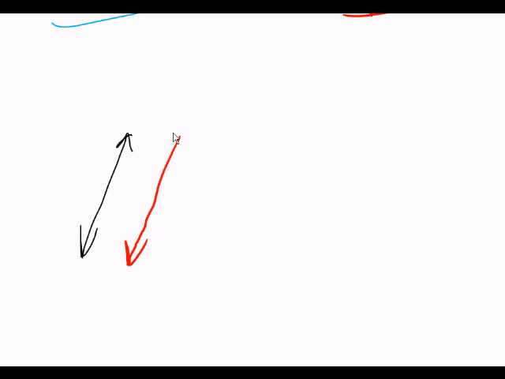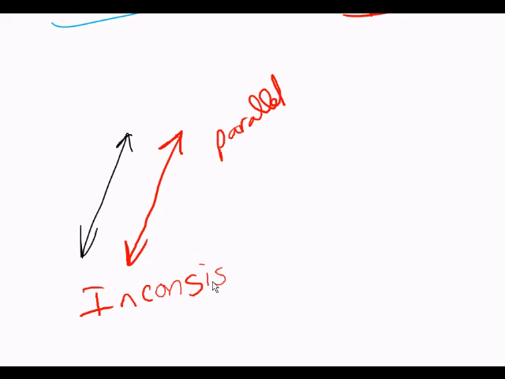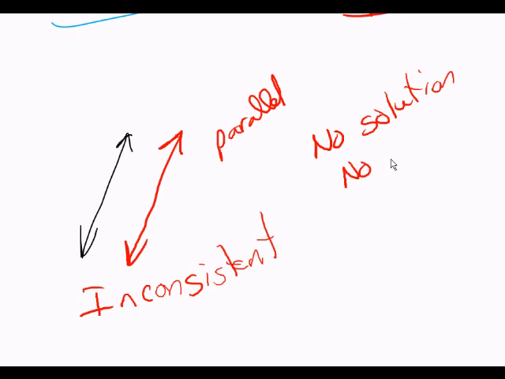And then finally, you can have 2 lines that never touch. These are 2 parallel lines. 2 parallel lines that never touch are called inconsistent. In other words, there's no answer. There's no solution. There are no points that touch.